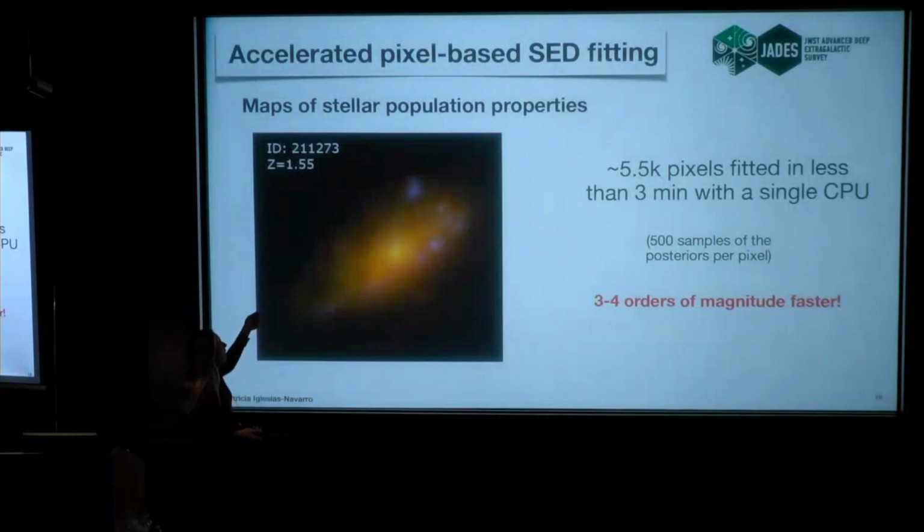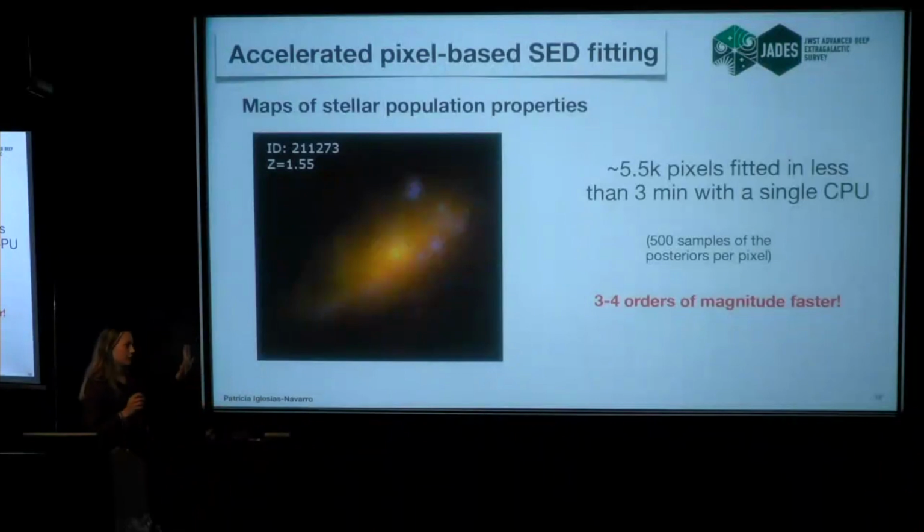It has 5.5 pixels that can be fit in less than 3 minutes with a single CPU on my personal laptop, by getting 500 samples of the posteriors per pixel. That is 3 to 4 orders of magnitude faster than classical Bayesian approaches. Let's go see the fits.